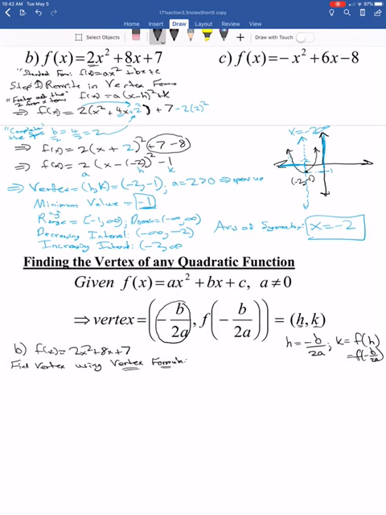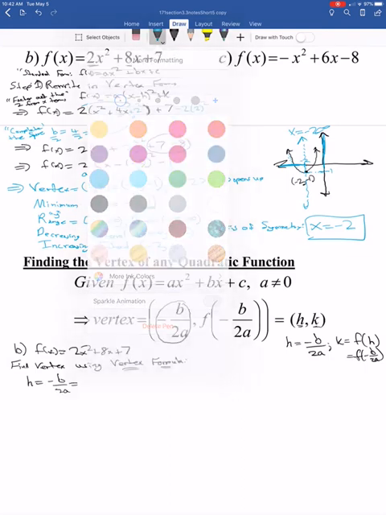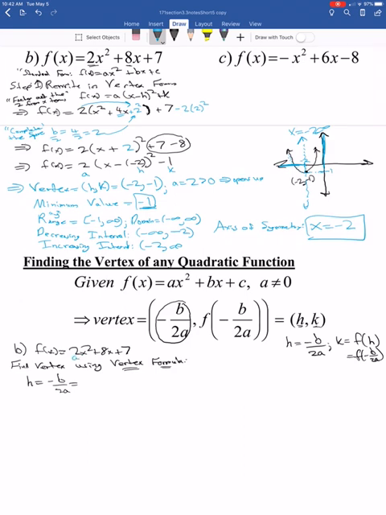So in this example, if I'm finding the vertex, let's go ahead and get the x coordinate. So h equals negative b over 2a. Well, what is a and b? We've got our standard form. Here's a and here's b. So that's equal to negative 8 divided by 2 times 2. Negative 8 divided by 4, which is negative 2.